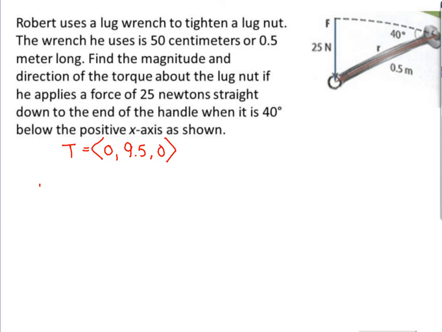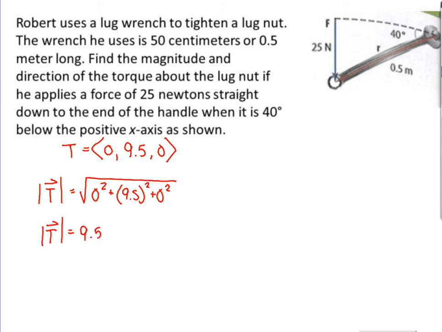Remember, to find the magnitude of your vector, it's just the square root of the first term squared plus the second term squared plus the third term squared. 0 squared is 0, 0 squared is 0. So when you take the square root of a square, our magnitude will just be the same value. So the magnitude of t will just be 9.5.